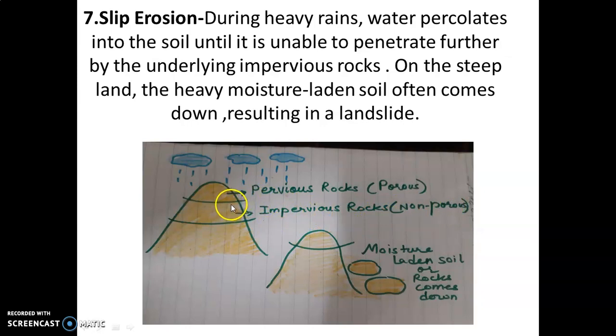As a result, the first layer of pervious rock absorbs a large amount of water, so it becomes more soft and more loose. After a period of time, this first block slips down from the slope of the mountain. So this is called slip erosion.